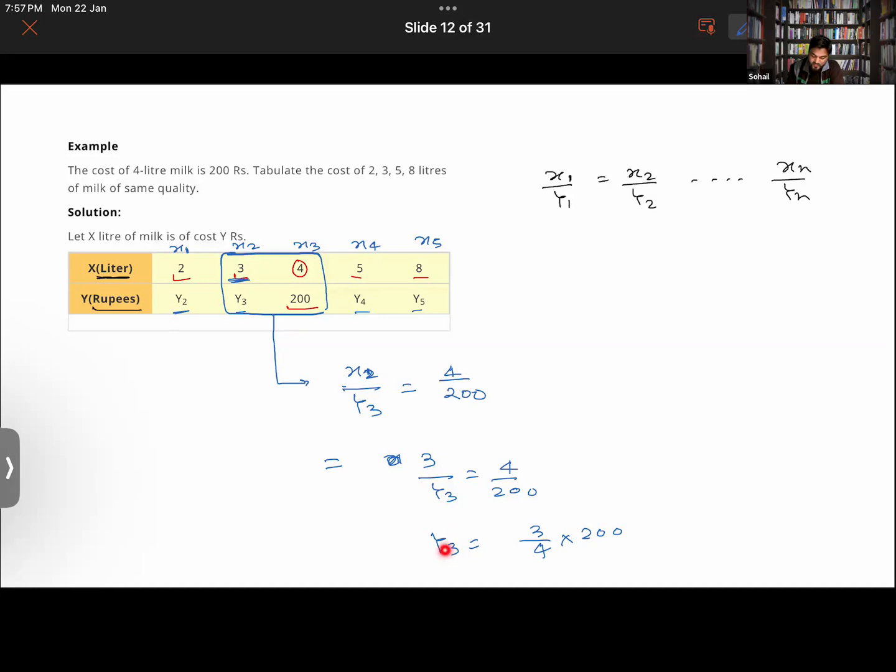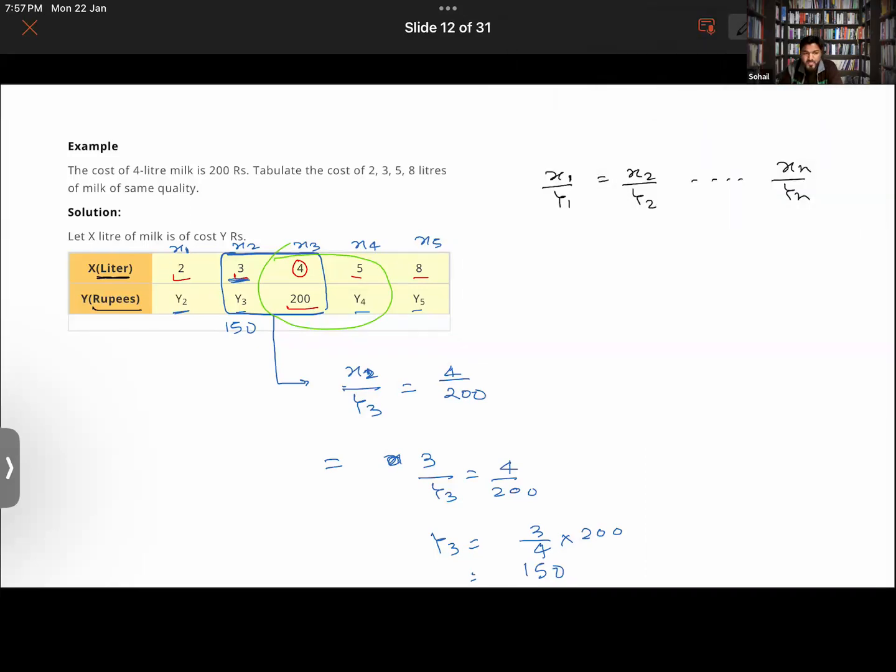This is the way you will get it. y3 we have written on top, 200 will come this side and 4 will be down in this manner. So you are getting 150. So y3 is 150. Similarly, you can form other pairs and find the values very easily like this.